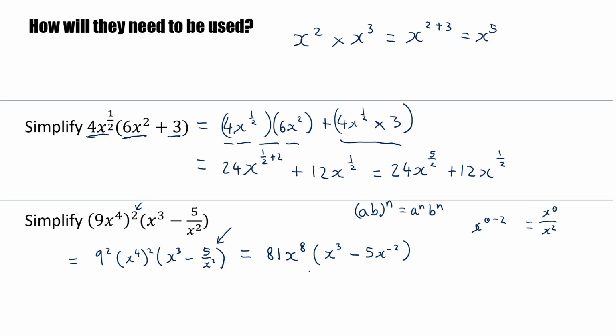Okay, now we've got a situation very similar to the previous example. We've just got to multiply the brackets out. So that means we're going to do 81 times by, well, no numbers. Well, technically a 1.